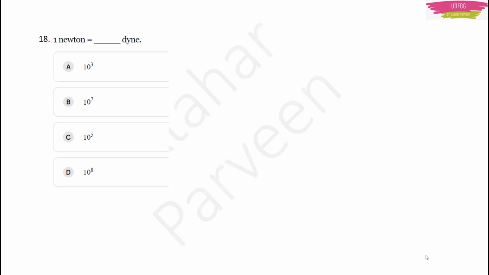They can ask you very simple questions or very tough questions. The questions could be as simple as this question. They are just telling you to relate the units of force, Newton and dyne. What is the value of 1 Newton in terms of dyne? 1 Newton is equal to 10 to the power 5 dyne. You have to remember this number, okay? It's very important actually. 1 Newton is equal to 10 to the power 5 dyne.